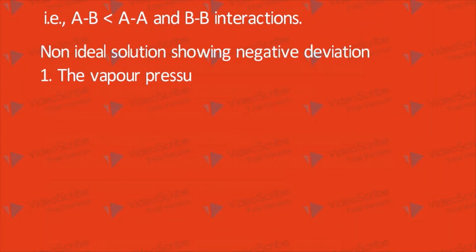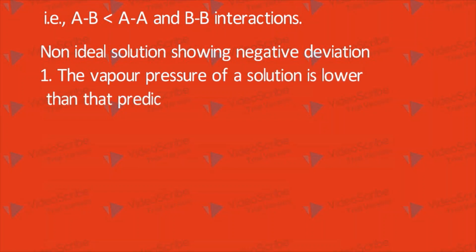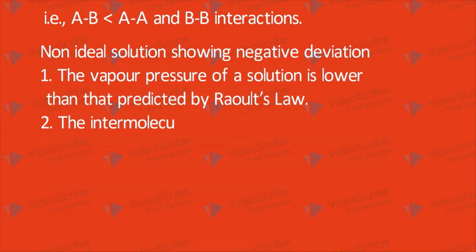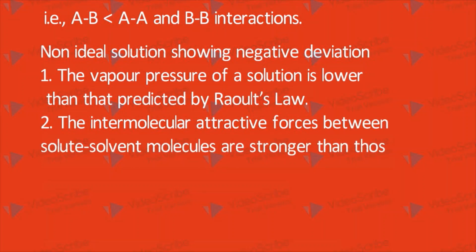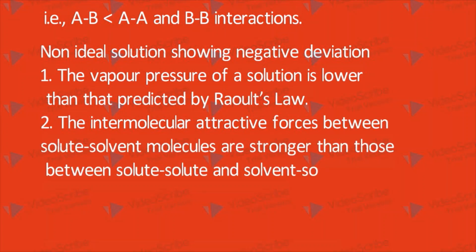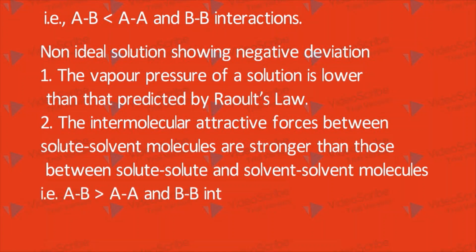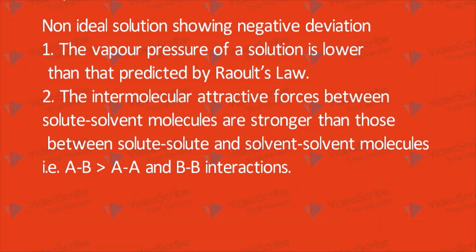Non-ideal solutions showing negative deviation. The vapor pressure of a solution is lower than that predicted by Raoult's law. The intermolecular attractive forces between solute-solvent molecules are stronger than those between solute-solute and solvent-solvent molecules, that is, AB is greater than AA and BB interactions.